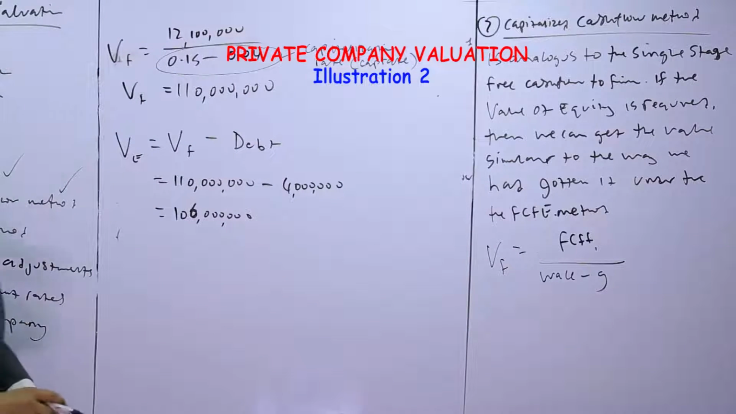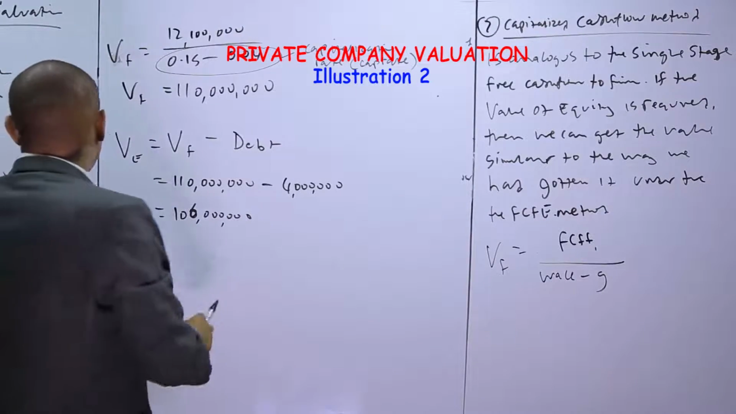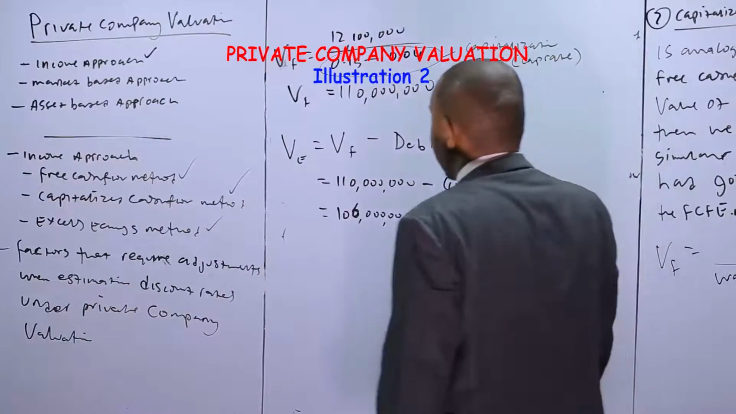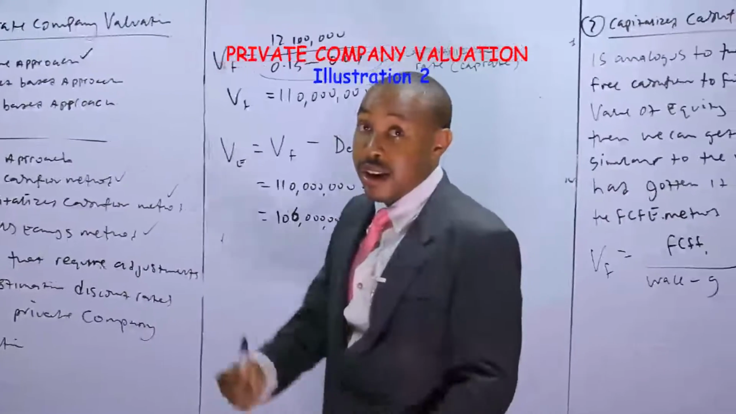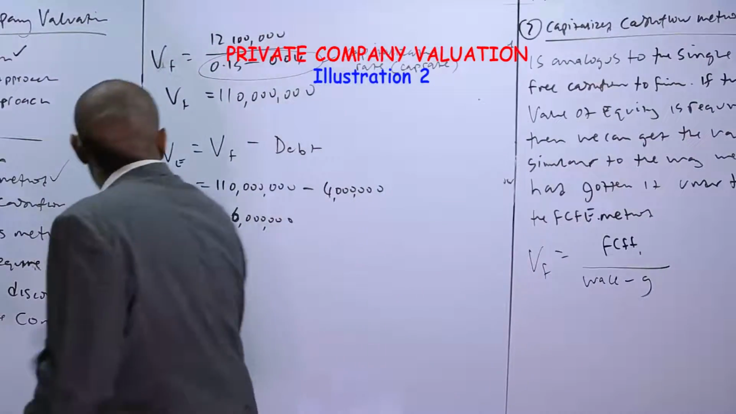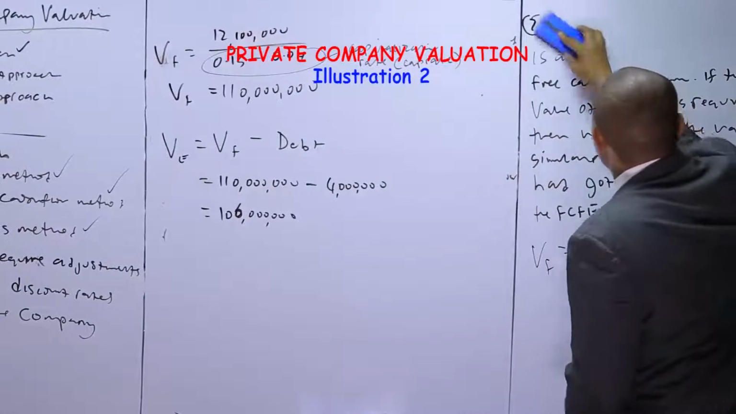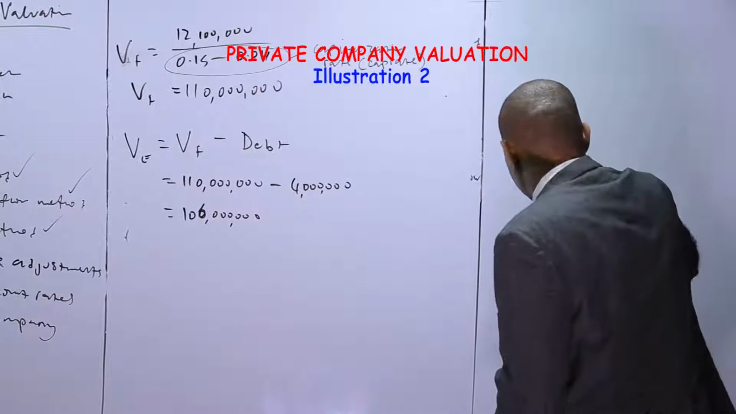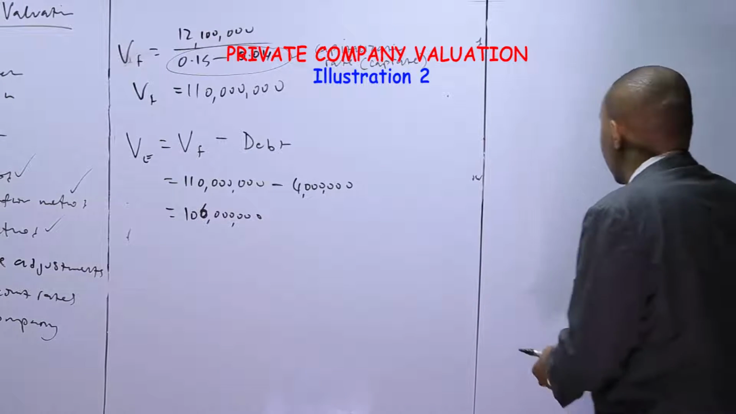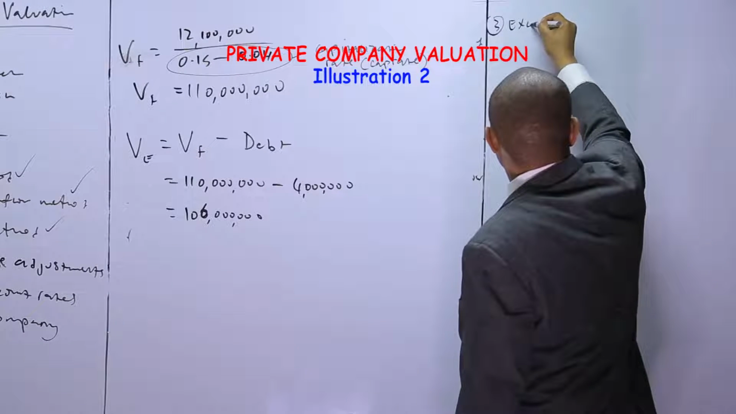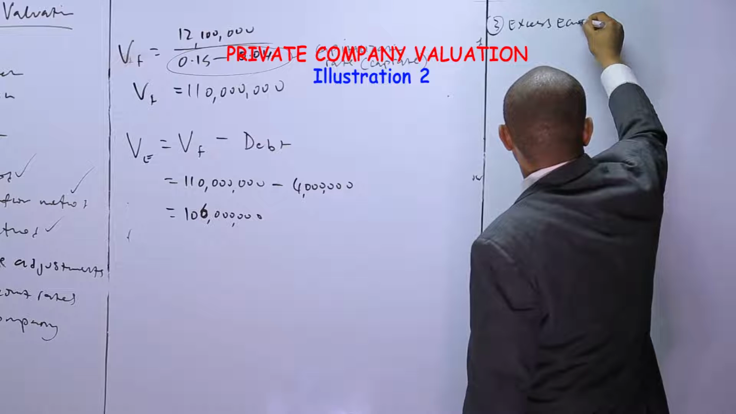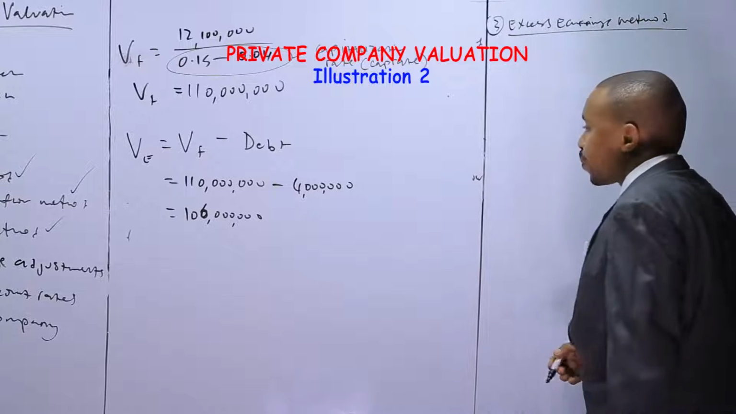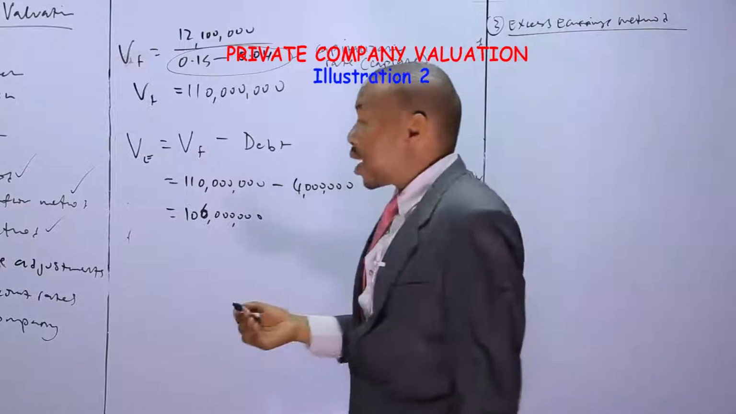Now let's look at the third method under the income approach, which is the excess earnings method, what we call the EEM method in the investment industry. Number 3, excess earnings method. So under the excess earnings method, we can say this.